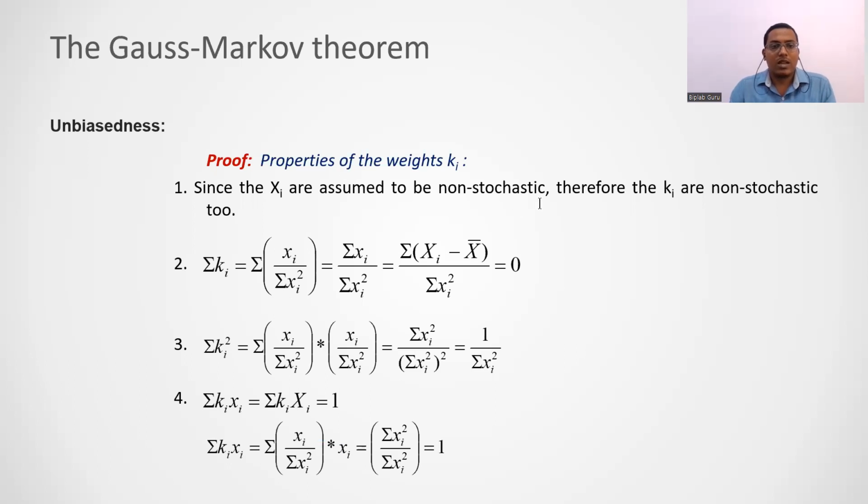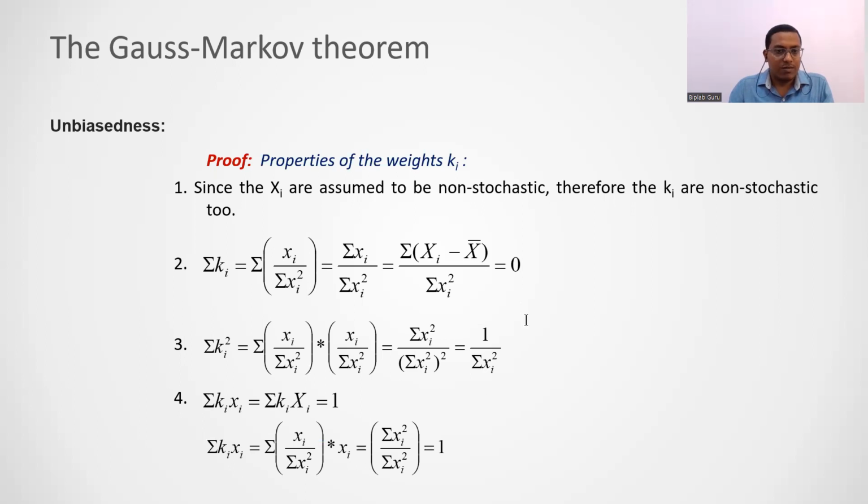Now, to prove the unbiasedness property, we have to make some assumptions, or we have to derive some properties of ki. Since xi are assumed to be non-stochastic, ki are non-stochastic too. Summation of ki, that is summation of xi upon summation of xi square, would be equal to 0, because the sum of the deviations of actual observations from their mean is 0. Summation of ki square will be equal to 1 by summation xi square. Summation ki xi is equal to 1.